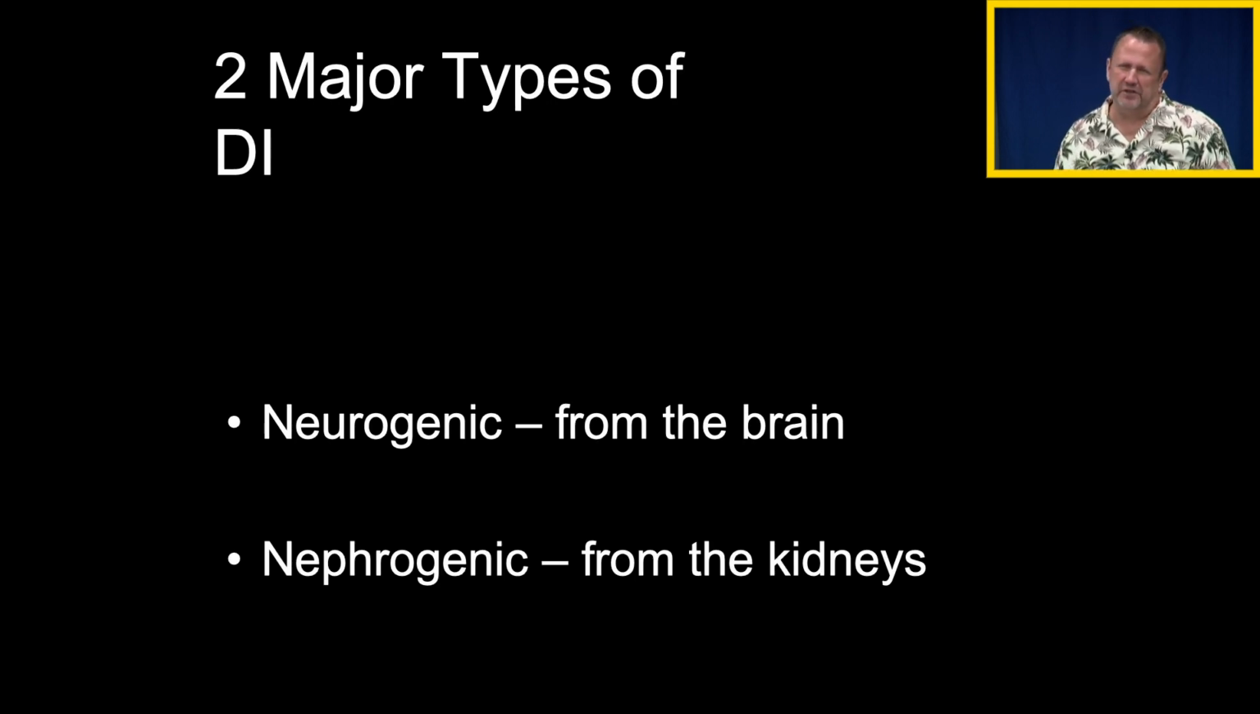And again, there's two major types. Neurogenic means the brain is not making antidiuretic hormone, not making vasopressin. Nephrogenic means there's something wrong with the kidneys and it's not sensing antidiuretic hormone. And so be on the lookout for neurogenic diabetes insipidus, which is due to failure of the pituitary to make the antidiuretic hormone.